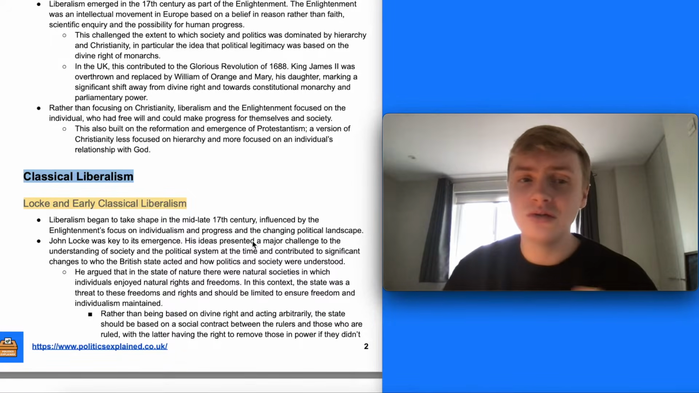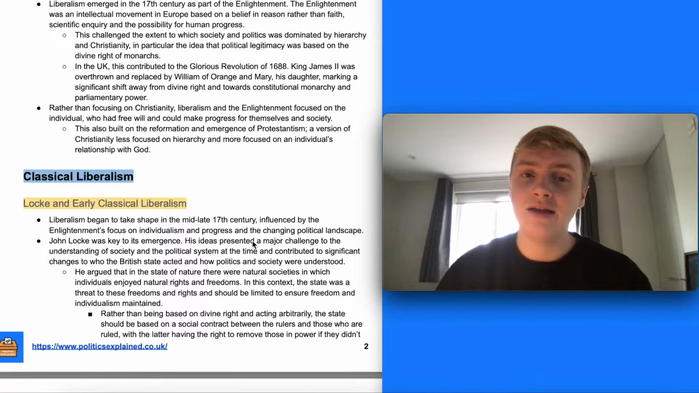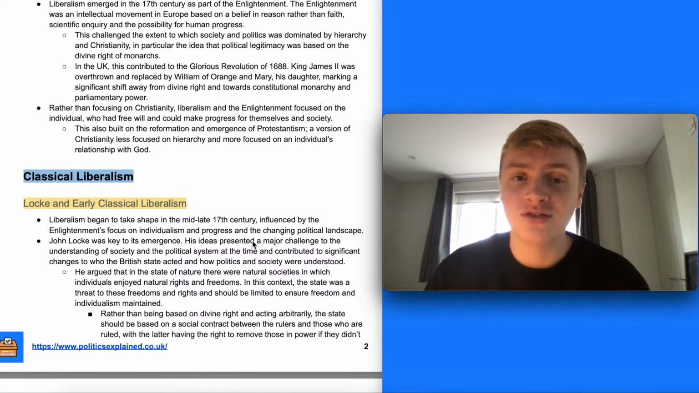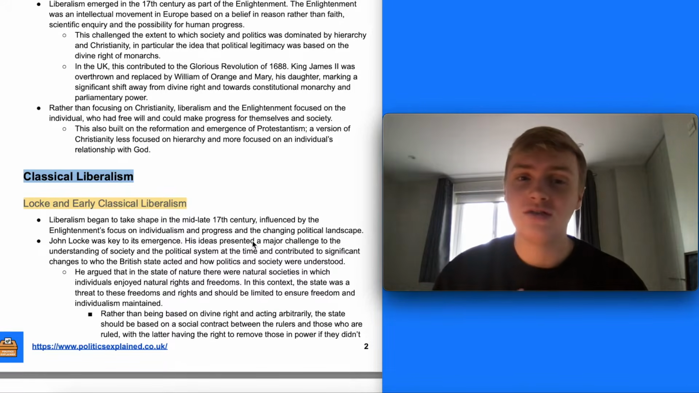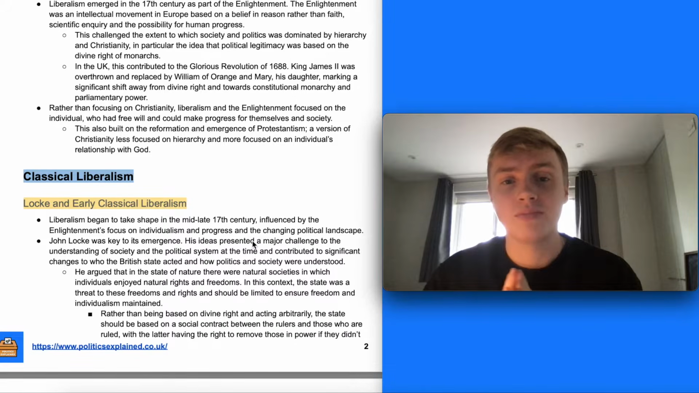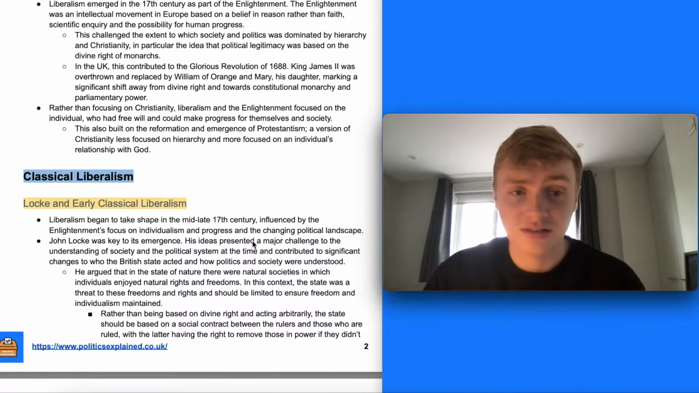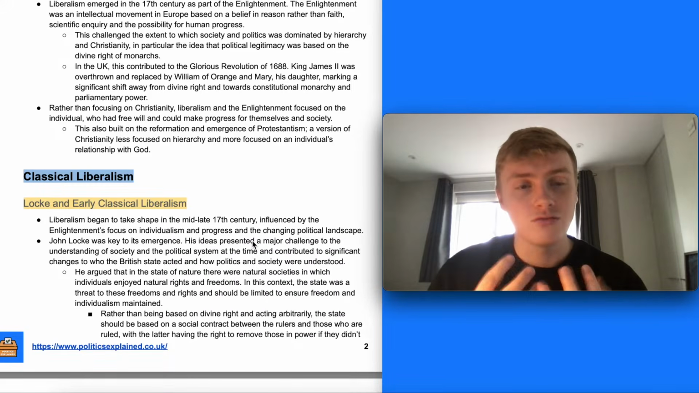And crucially, it is also worth noting liberalism can be seen as having roots partly in the Reformation and the emergence of Protestantism, which is a version of Christianity that really emphasised the individual, rather than Catholicism, which was more focused on a hierarchy, which had been previously. So that's crucial to the emergence of liberalism and its roots in the Enlightenment.